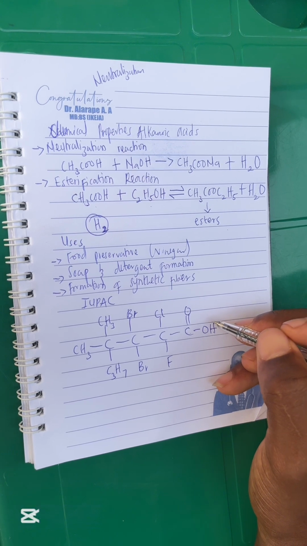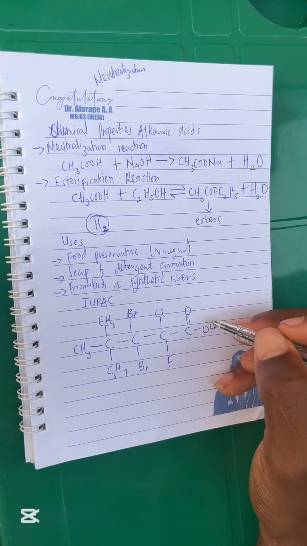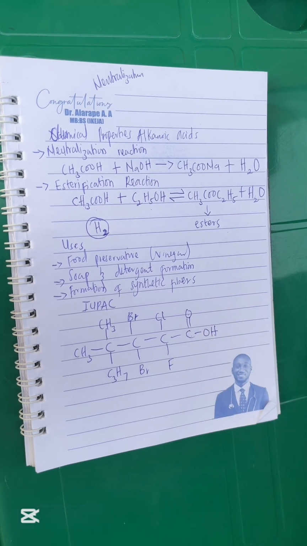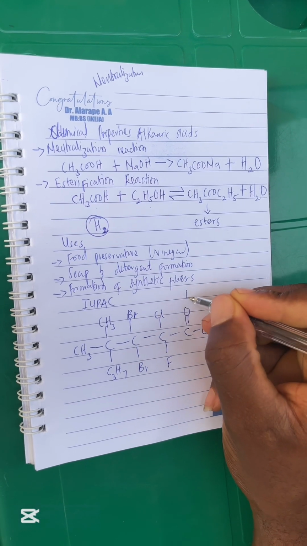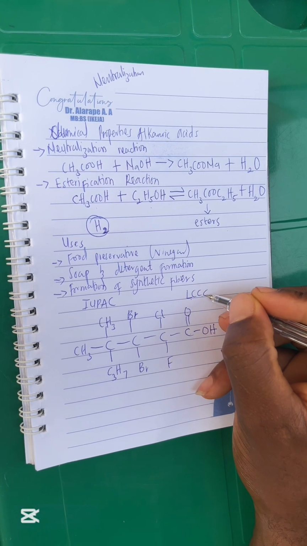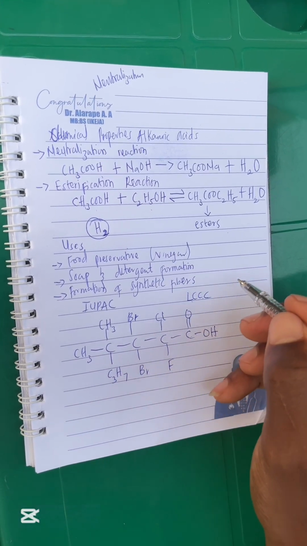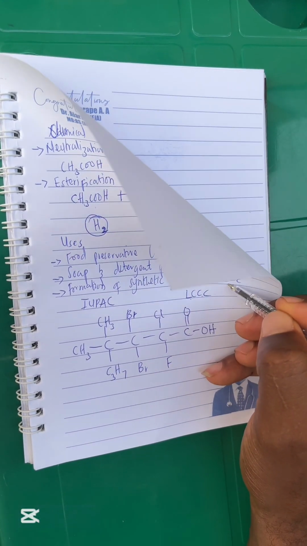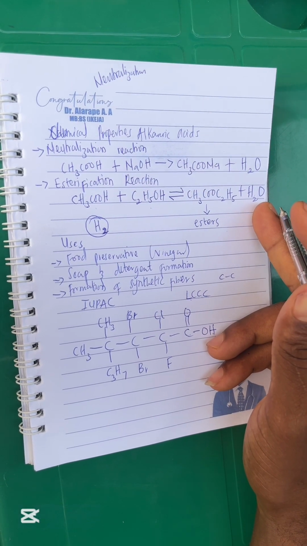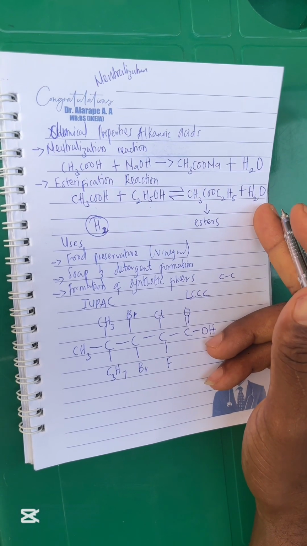So after knowing that, what is the next thing you should do? The next thing to do after knowing the functional group is to identify what we call the LCCC, the longest continuous carbon chain. You need to count the longest continuous carbon chain, carbon bonding to carbon and carbon bonding to carbon. The longest one, that's the one we are going to select, and that's going to be our parent chain, right? That's going to be our parent chain.